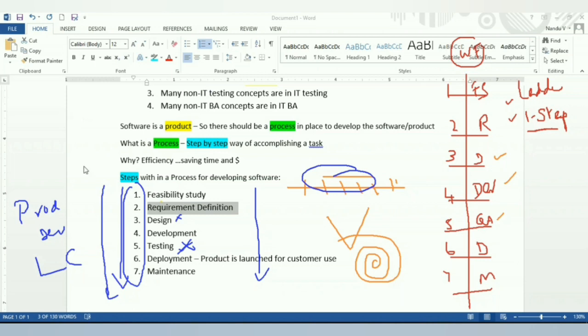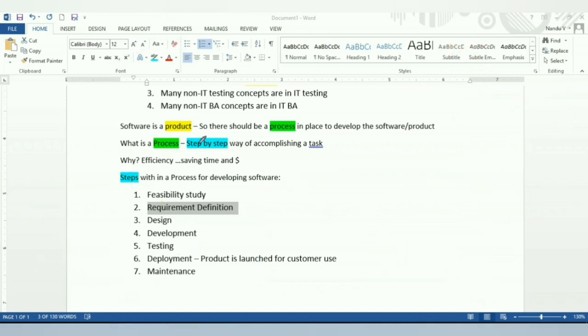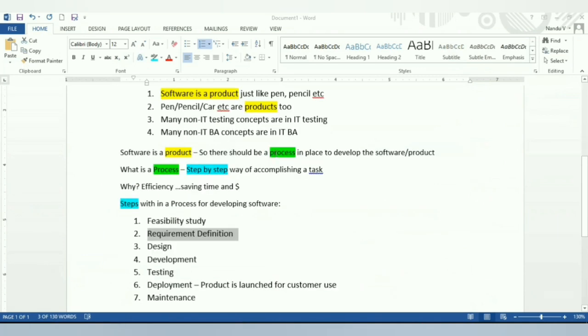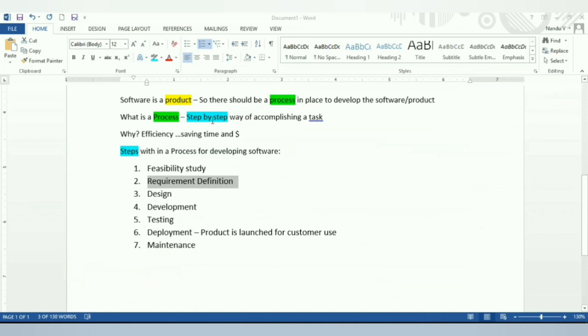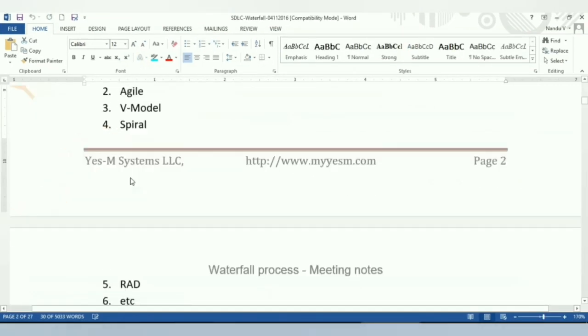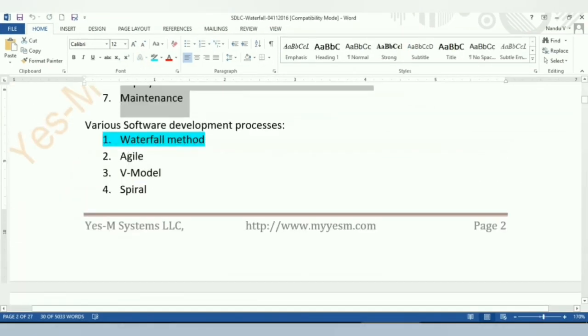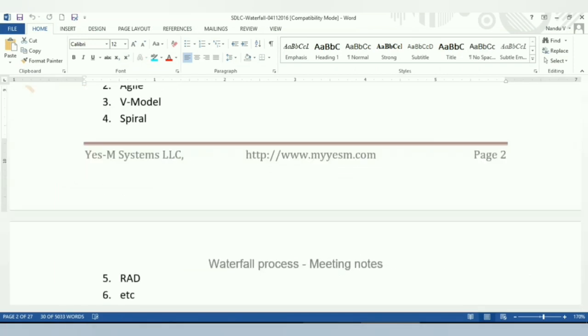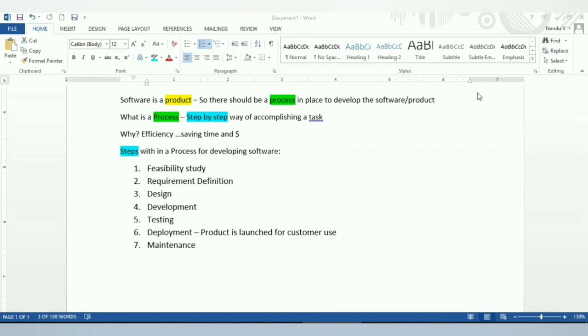Okay, to summarize and open up for questions, 10 or 12 minutes ago we started. Software is a product. For the product, there should be a process. For the process, there should be a set of steps to do it. What are the steps? 7 steps. But these 7 steps can be completed using Agile, Waterfall, V model, Spiral, RAD, etc. Okay. All right. Questions now.